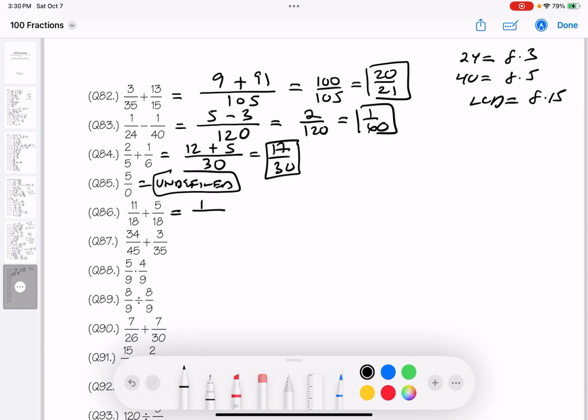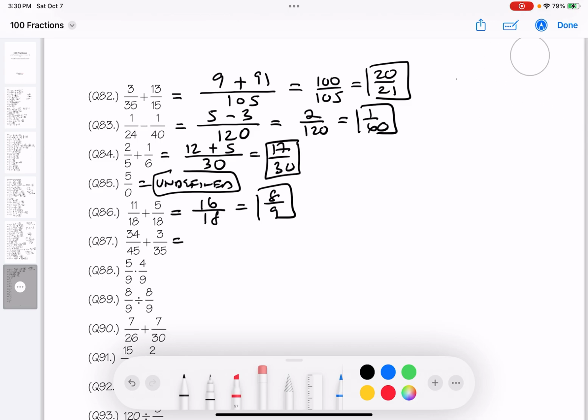What do you get over here? 16, because 11 and 5 is 16 over 18. This reduces, and what do you get there? Well, 2 goes into 16 8 times, and it goes into 18 9 times. All right, 35 and 45. Boy, it's like deja vu all over again. Like a lot of things, write them down. So what do you have here?